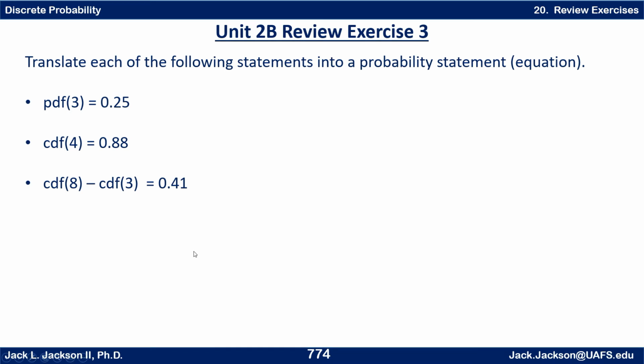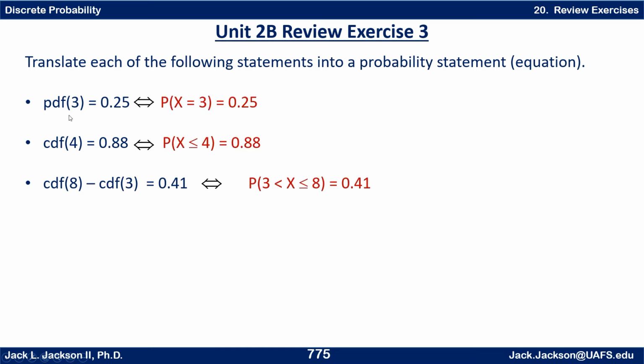Okay, so let's look at this. Well, the PDF is always a probability that x equals something. So the PDF of 3 is the probability that x equals 3. So this translates as the probability that x equals 3 is 0.25. CDF of 4 is the probability that x is less than or equal to 4. And of course that's 0.88 here.